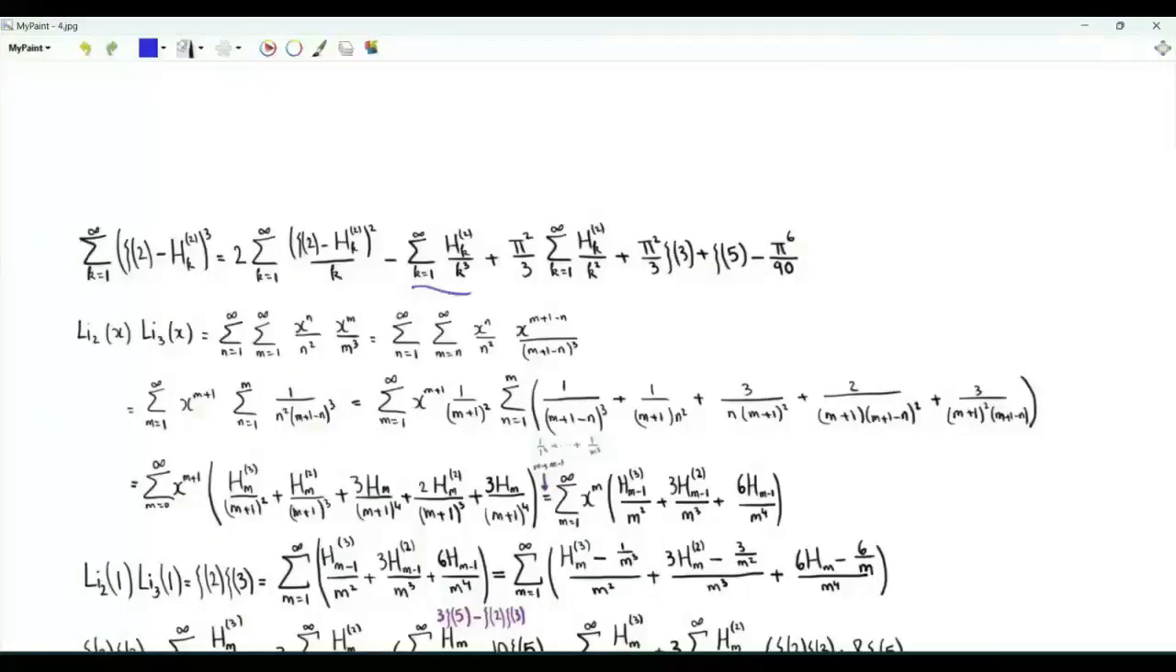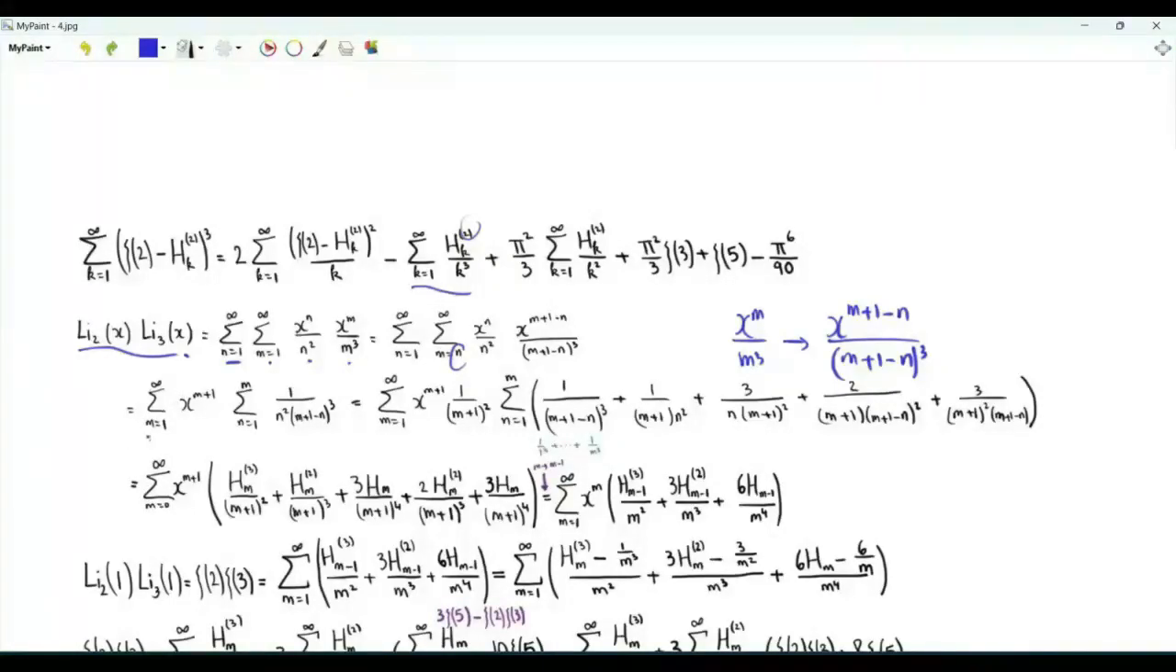To obtain the sum over positive integer k of the kth generalized harmonic number of order 2 over k cubed, we investigate the product of the dilogarithm of x and the trilogarithm of x. x is between 0 and 1. The dilogarithm of x is summation n from 1 to infinity x to the n over n squared. The trilogarithm of x is summation m from 1 to infinity x to the m over m cubed. Rewrite the sum with respect to m starting at n. We need to change x to the m over m cubed to x to the m plus 1 minus n over m plus 1 minus n cubed.